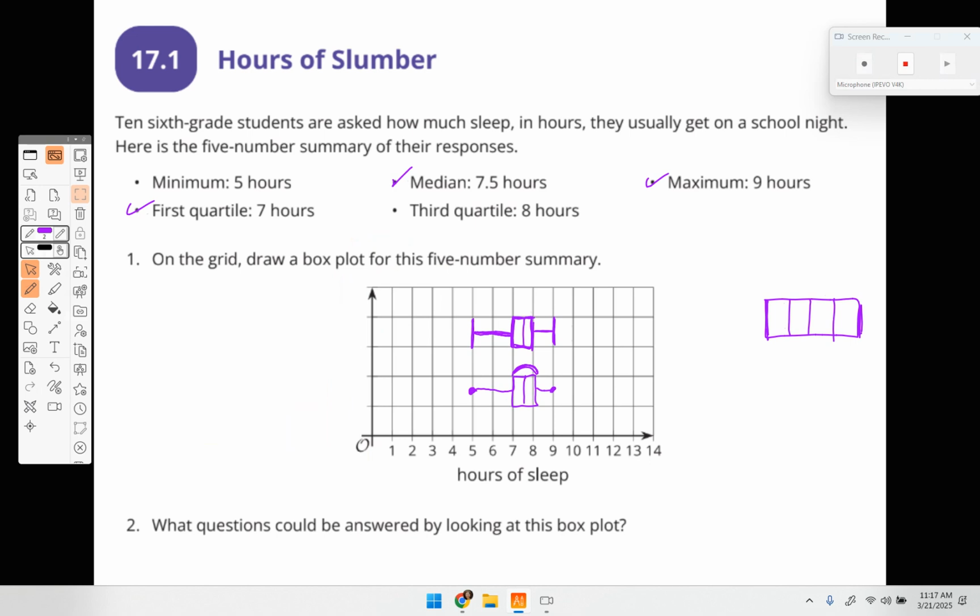To keep the line straight, or to show where they were in the quartiles. So let's think about this. If I have 10 students, how many are falling in each quartile?